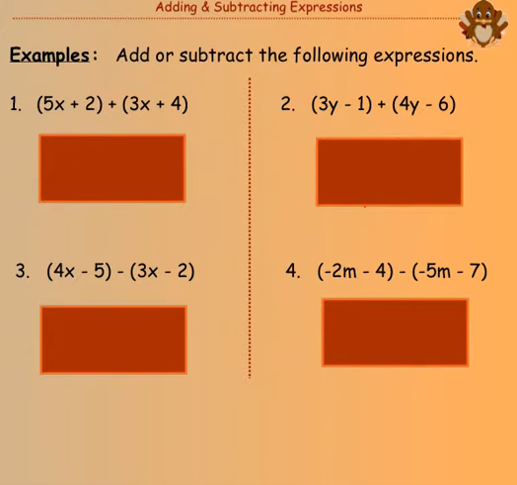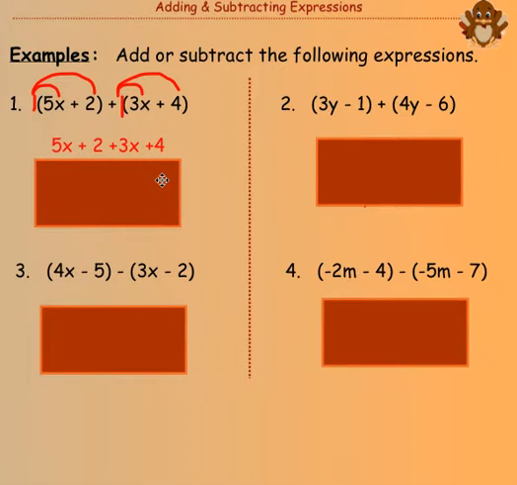Now remember, in order to get rid of parentheses, we have to remember there's an imaginary 1 that's being distributed to each of the terms on the inside. Same here, we want to get rid of those parentheses, so we'll distribute that 1. So 1 times 5x is 5x, 1 times 2 is 2, positive 1 times 3x is 3x, positive 1 times 4 is 4. And we wind up with this.